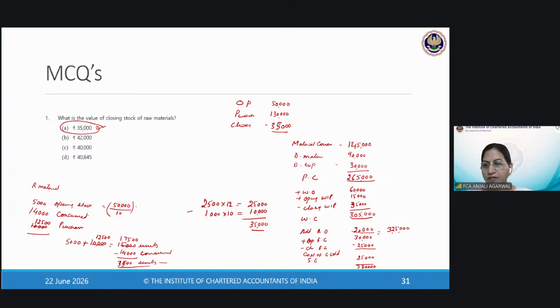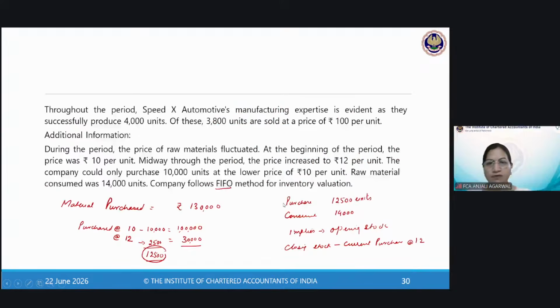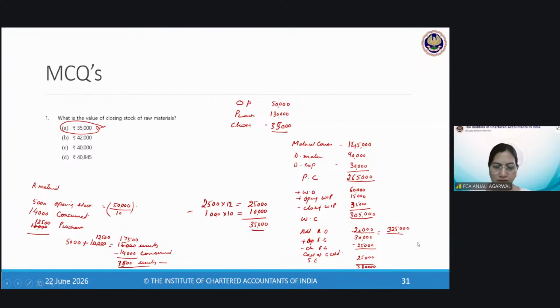So your cost of production is for how many units? Let's say 3,25,000. You are able to produce 4,000 units. So this is the cost of production of 4,000. When you divide it by 4,000, you will get the price per unit. 3,25,000 divided by 4,000, because that is asked later. So you calculate this information. Okay, 81.25.